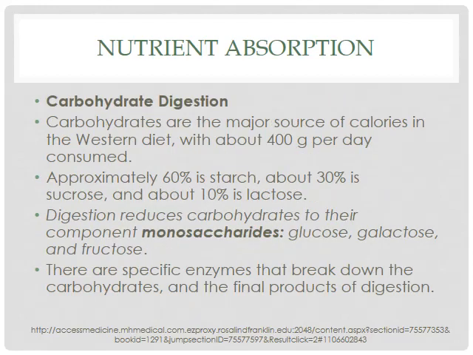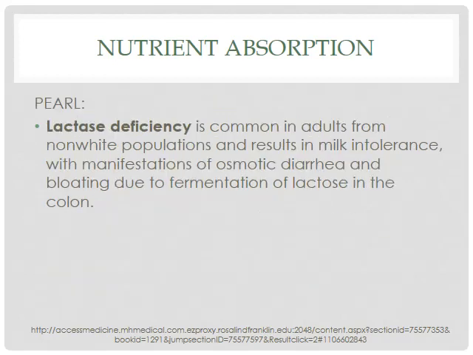Carbohydrate digestion. Carbohydrates are the major source of calories in the Western diet, with about 400 grams per day consumed. This is made up of approximately 60% starch, 30% sucrose, and 10% lactose. Digestion reduces carbohydrates to their component monosaccharides: glucose, galactose, and fructose. There are specific enzymes that break down the carbohydrates and produce the final products of digestion.